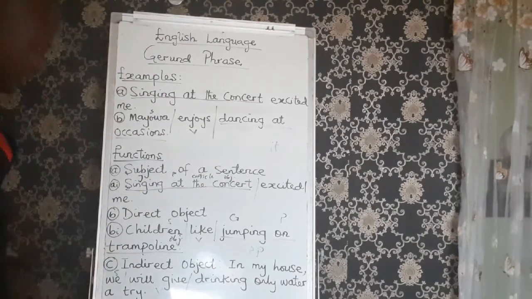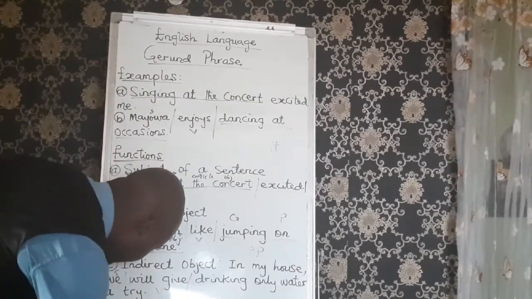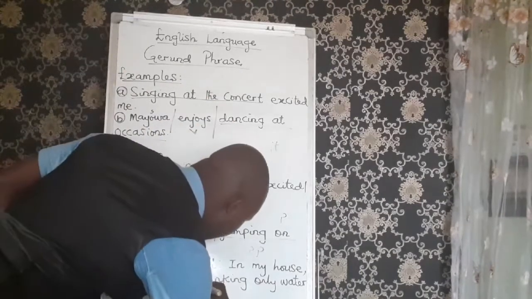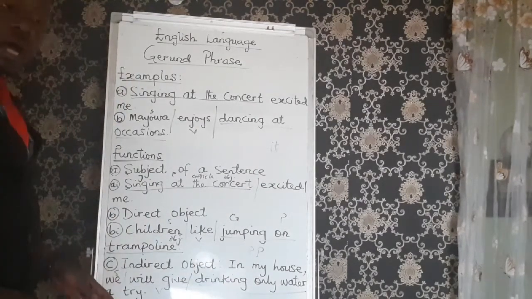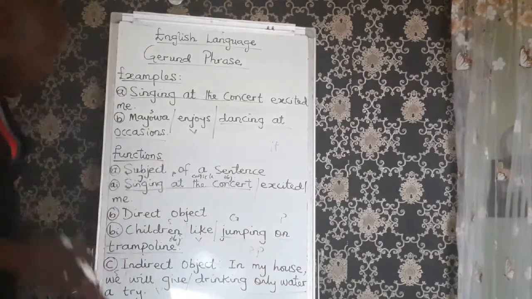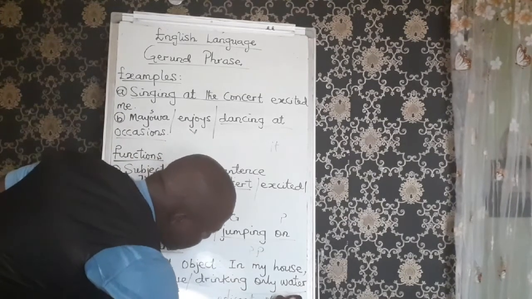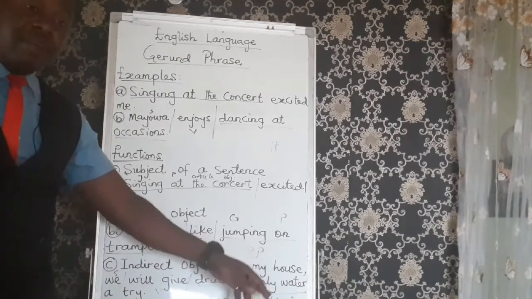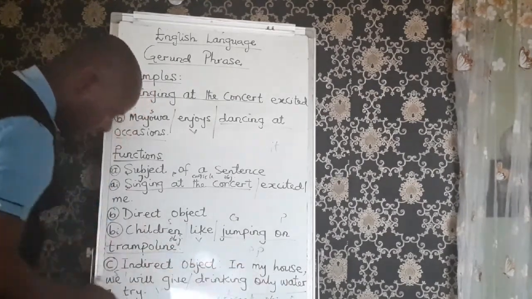What are we giving? We are giving a try. So this is a direct object. What are we giving a try? Drinking only water. That's what we're giving a try. What is receiving this try that we're giving? It is drinking only water. So this becomes the indirect object. Is that clear? So we just looked at a gerund phrase functioning as an indirect object. The sentence again: in my house, we will give drinking only water a try.